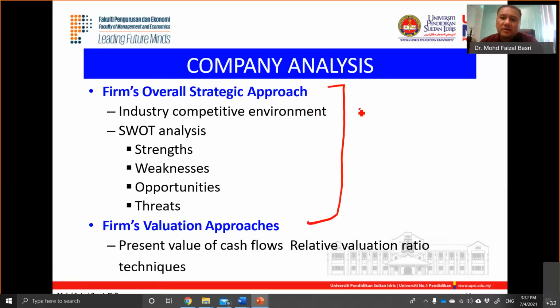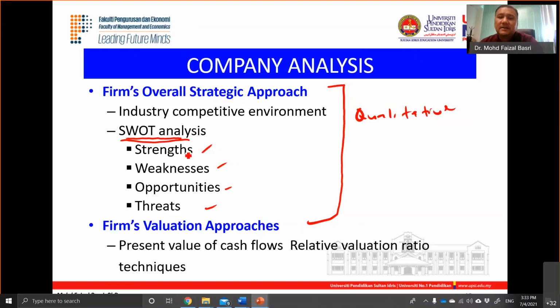This is more on qualitative aspects, whereby we do the company analysis by looking at their qualitative strengths. What are the strengths of the company? What will be their weaknesses, opportunities and threat? Then you do the SWOT analysis. You've learned SWOT analysis before, whereby you match between their strength and opportunities.